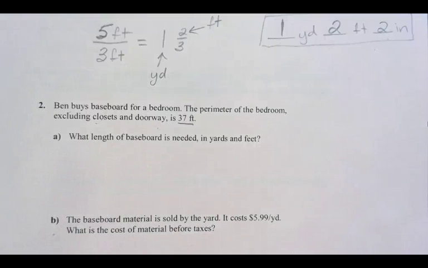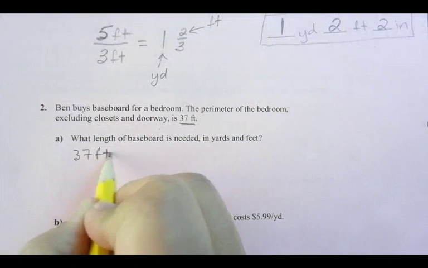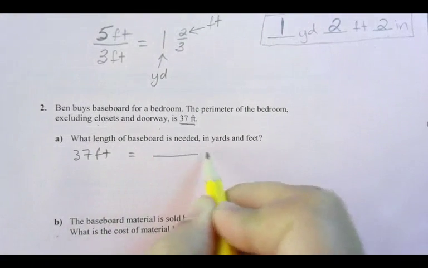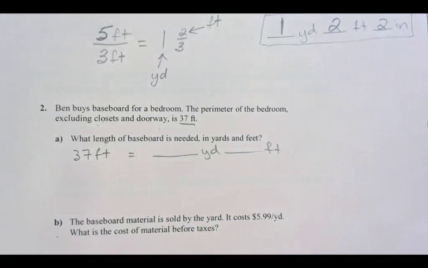But he's not going to go to the hardware store and tell them 37 feet. He's going to tell them how many yards and feet he needs. So what length of baseboard is needed in yards and feet? So we need to convert this 37 feet so that it's in yards and feet. Okay, well, how many feet is in 1 yard? 3. So we're going to go 37 divided by 3.